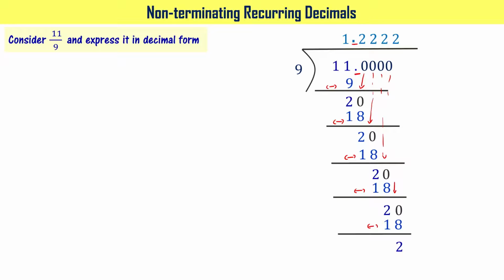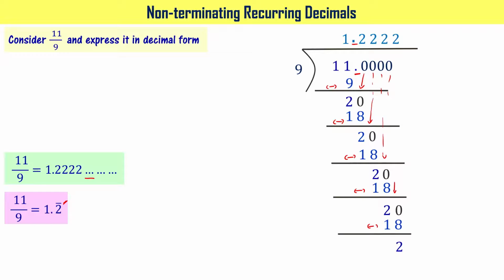Let's stop here and say that 11 by 9 equals 1.2222 and so on. You see, so many dots I have put. Once you put these three dots, it means that it is recurring or repeating. So 11 by 9 can now be written as 1.2 with an over bar on the 2. When you have a bar over the number 2, it means that 2 is going to repeat so many times, right?